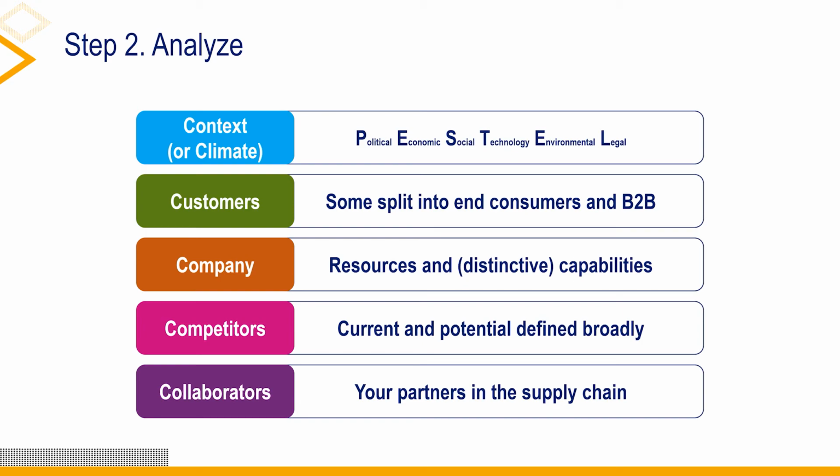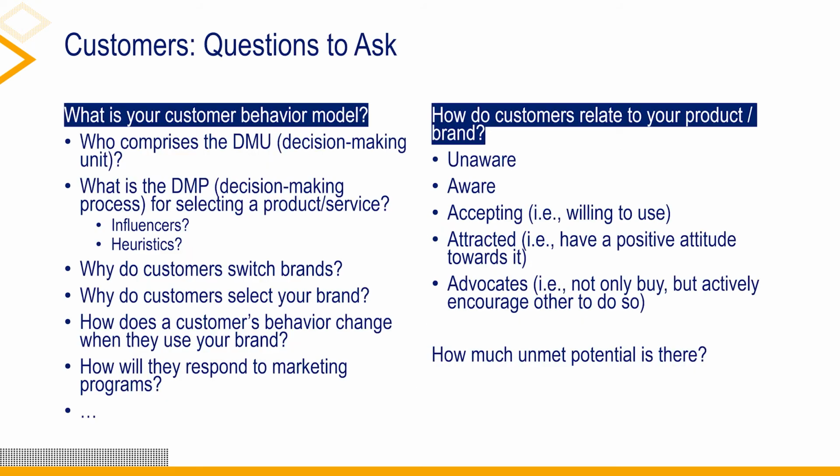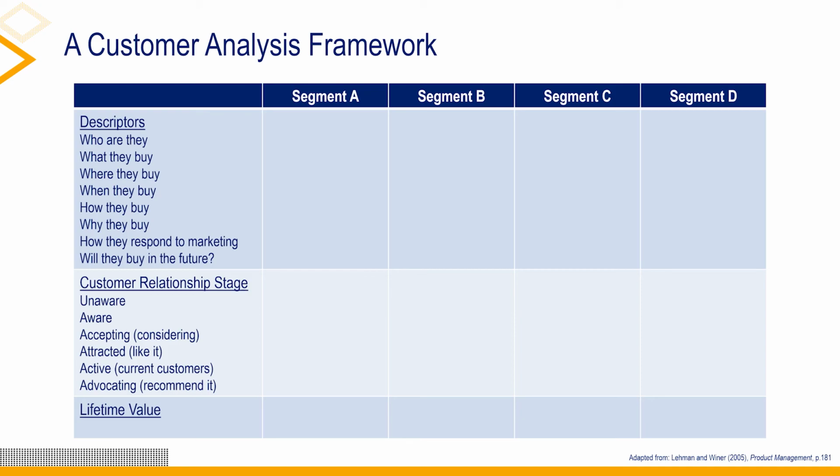Step 2 is to evaluate/analyze the most important factors affecting your business. The 5 C's framework helps you to be comprehensive, considering the macro climate or context and 4 key stakeholders: customers, your company, your competitors, and your collaborators. For collaborators, we usually think of your partners in the supply chain. At a minimum, your customer analysis should answer, what is the customer behavior model? And how do customers relate to your product/brand? It can be helpful to write out the descriptors, relationship stage, and economic value of each customer segment.